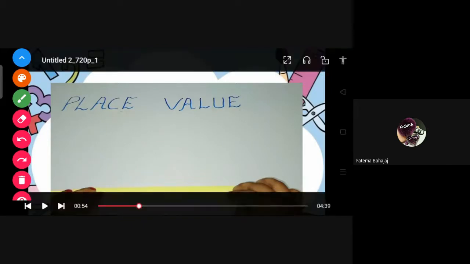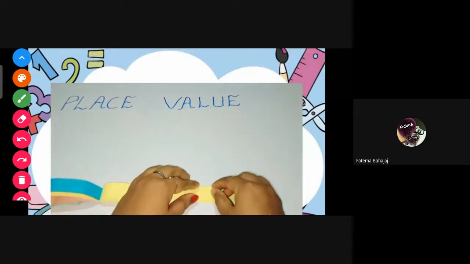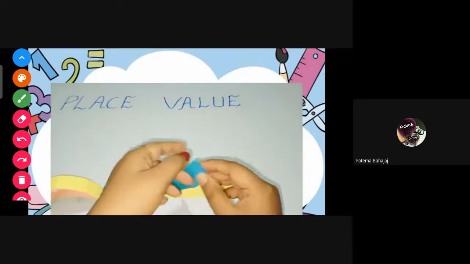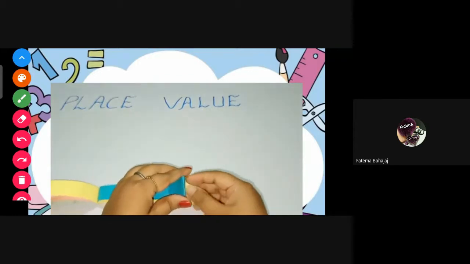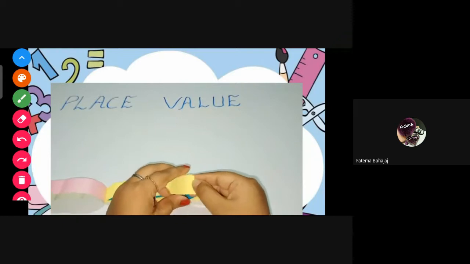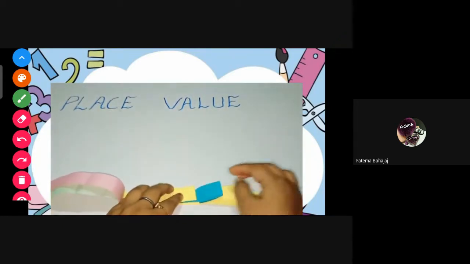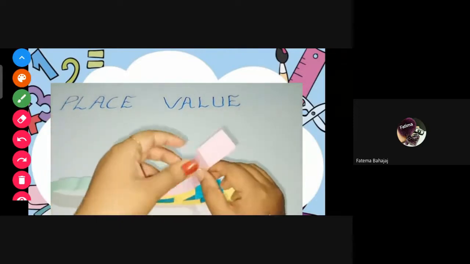Now let's see the second strip. In that second strip you have to fold one time, only once. Put it. Then the next one, 2 times fold. The third strip, then the fourth strip, 3 times fold. The next one, 4 times fold. This one has to be folded 4 times.